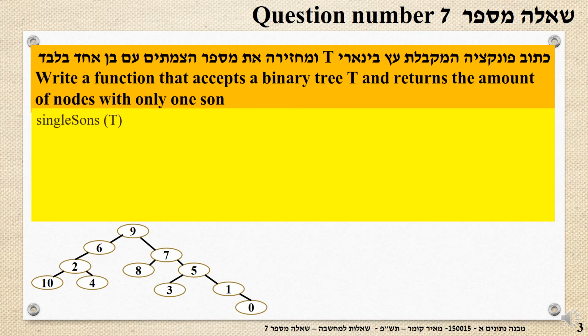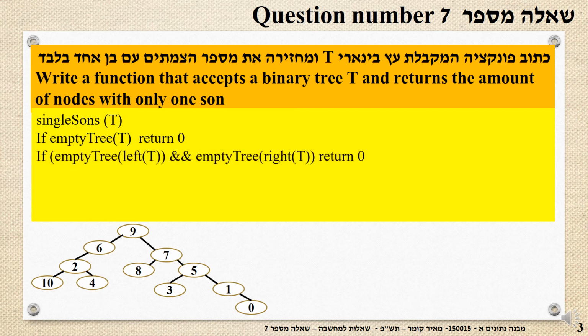So let's take a look at a possible solution. Here is my algorithm, single sons, and if the tree t is empty, it returns 0. If it's empty, return 0. That's what we said. And if I'm at a leaf, how do I know? If the left is empty and the right is empty, I'm at a leaf. Nothing to count, so I return 0.